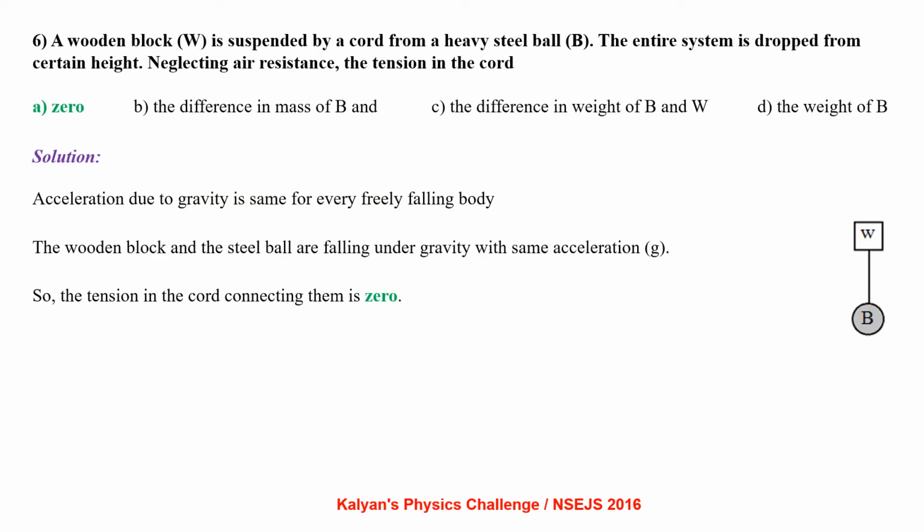A wooden block W is suspended by a cord from a heavy steel ball B. The entire system is dropped from certain height, neglecting air resistance, the tension in the cord. Acceleration due to gravity is same for every freely falling body. The wooden block and the steel ball are falling under gravity with the same acceleration, so the tension in the cord connecting them is 0.